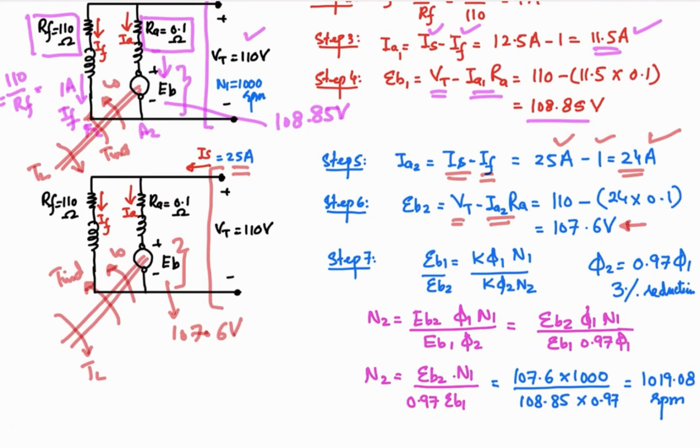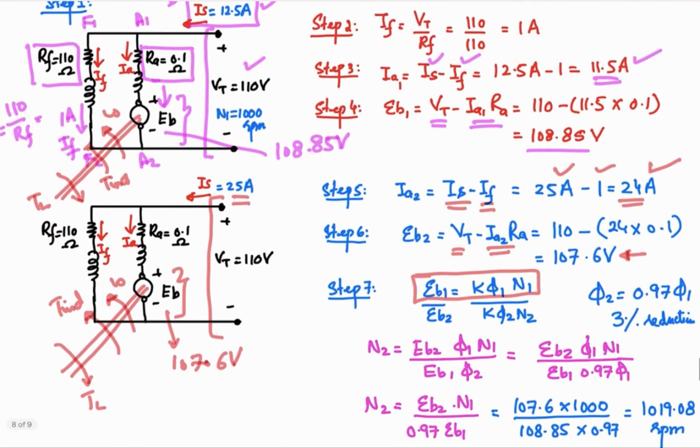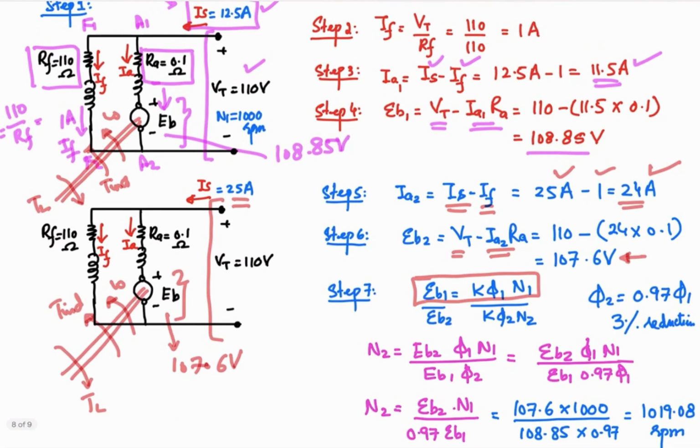So first, back EMF is equal to K phi 1 N1. That is at one particular state, when the current was 12.5 ampere. And the second back EMF equation is K phi 2 N2, when you have the new load of 25 ampere and a new flux as well.